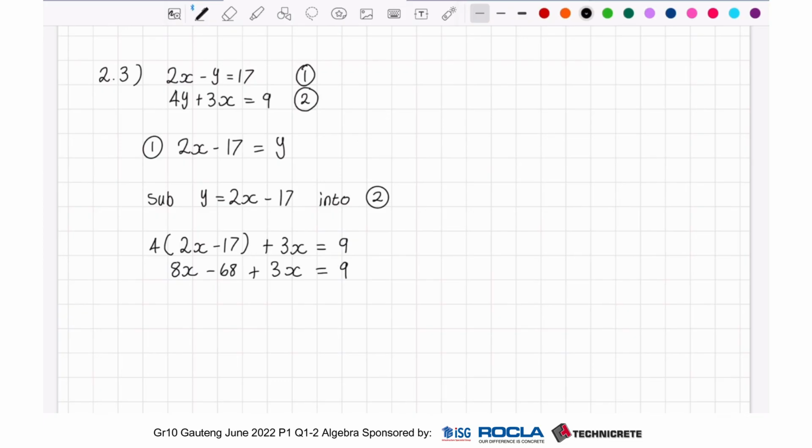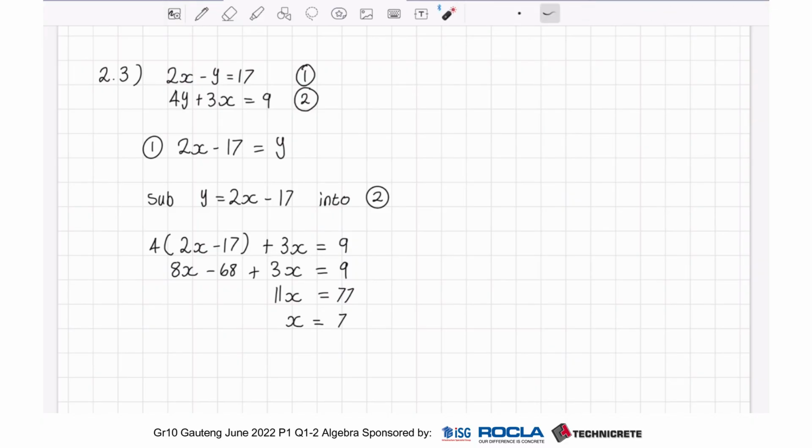Now I want all of my x's on the left-hand side, and I want all of my numbers on the right-hand side. So on the left-hand side, I'm going to have 8x plus 3x is 11x. And then on the right-hand side, I have 9, and I'm going to take the negative 68 over to the other side. So that negative 68 becomes a positive 68, and 9 plus 68 is 77. So that means that x is equal to 7.